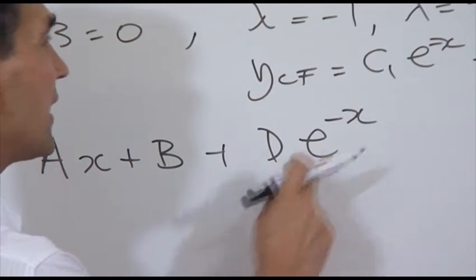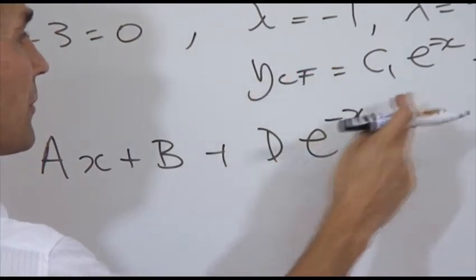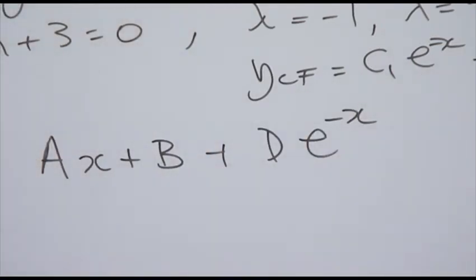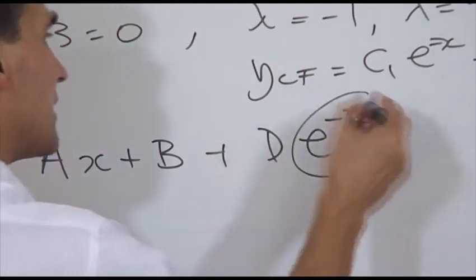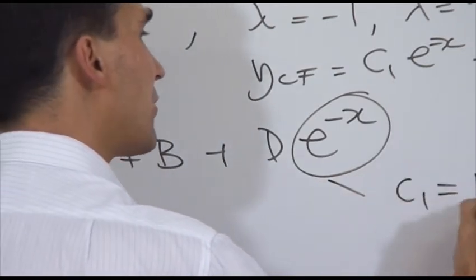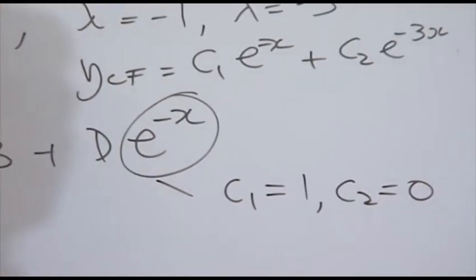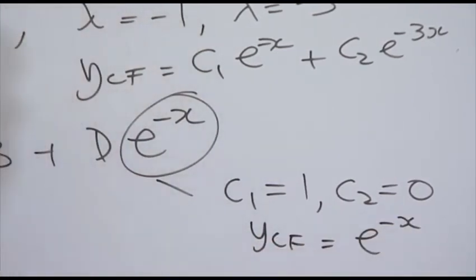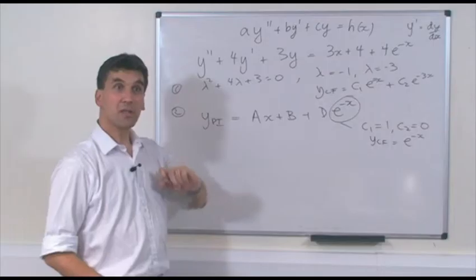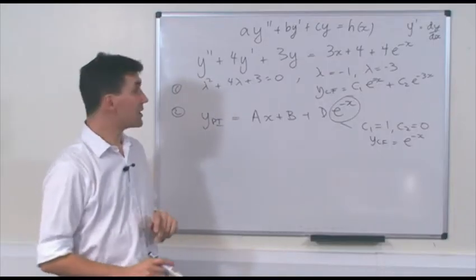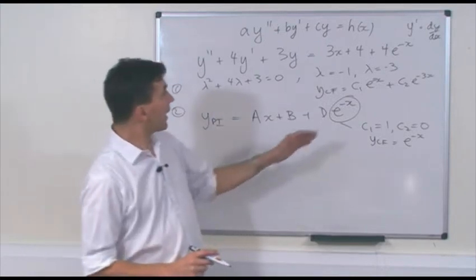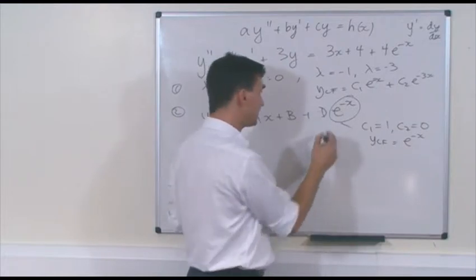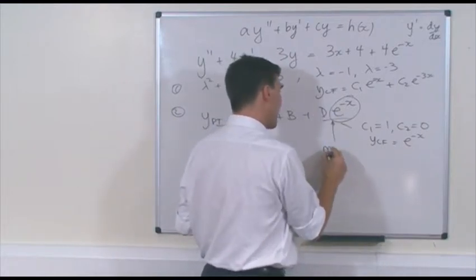So what does that mean? That means that if you look at your complementary function, this e^(-x) here is the same as that e^(-x) there. So as it stands, if we were to choose c1 equals 1, c2 equals 0, we would have y_CF equal to e^(-x), which is the same as that. Okay, so that's when you say this isn't going to work, and what you should do instead is take this and multiply it by x. So we need to multiply by x.